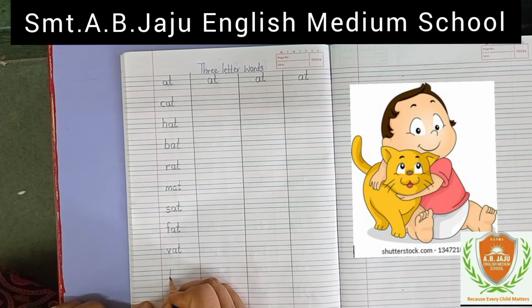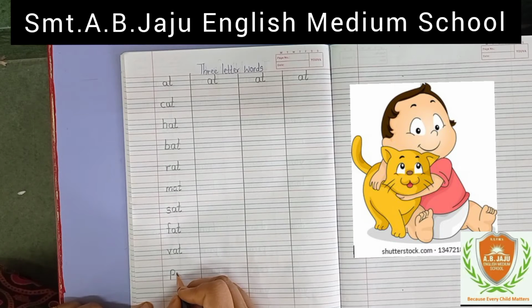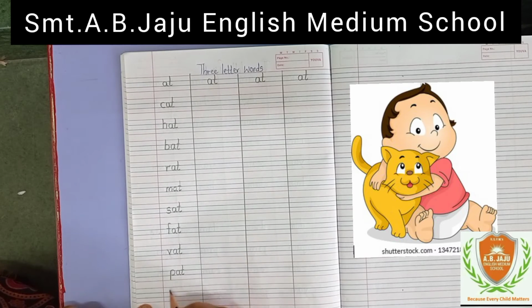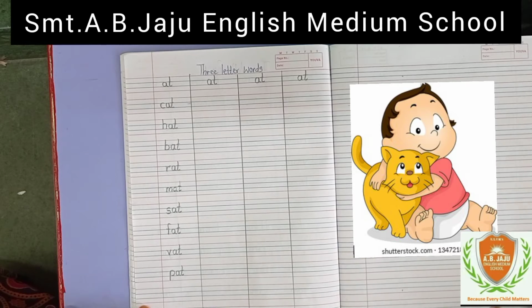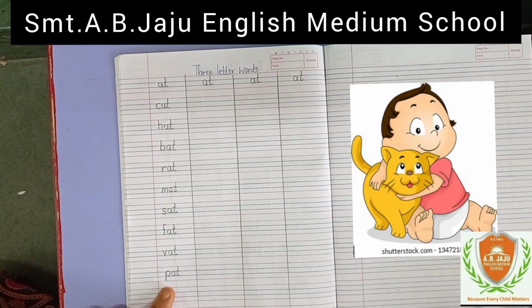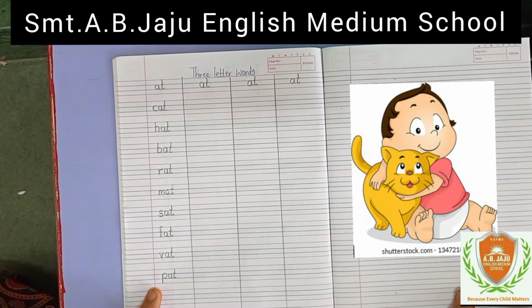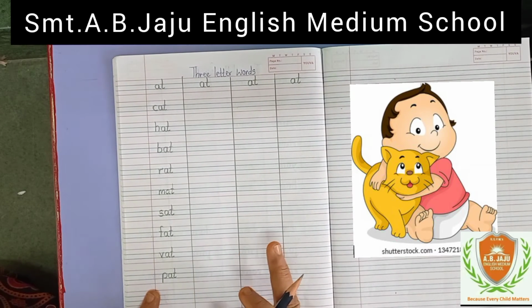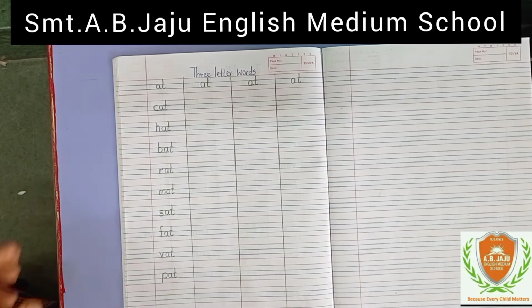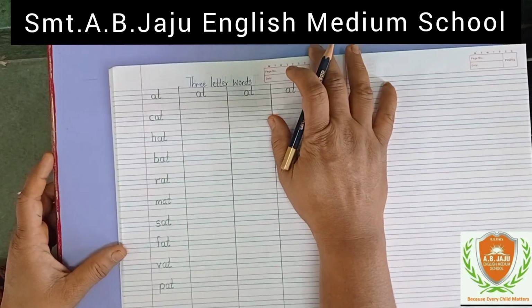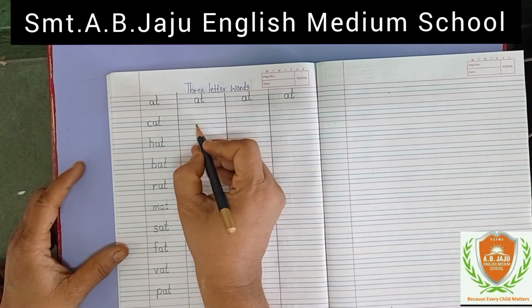Now small P, sound of P is P, sound of A is A, sound of T is T, P, at, pat. Okay, pat means pit ko thap thapana. That is called pat. Now here again we have to write down three letter words.